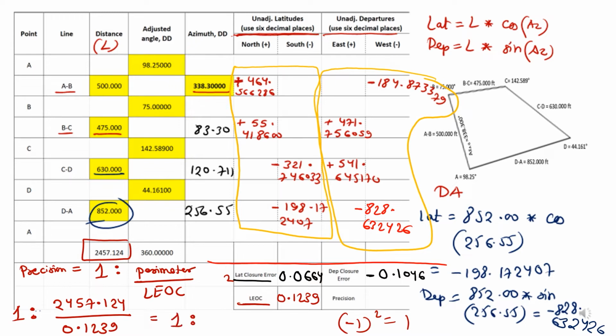So 1 to something is the format, okay? So 2457.124, if you divide this by 0.1239, then you get 19831.50, which is my precision. So my precision would be 1:19831.5. So this is how you find the latitude and the departure, and you find the LEOC, the precision, as well as the lat closure error and the departure closure error.